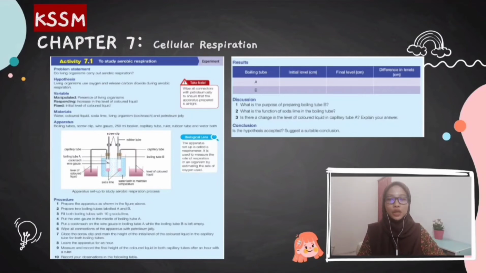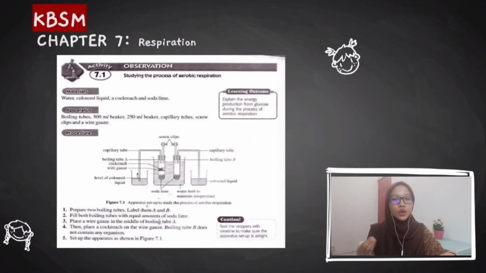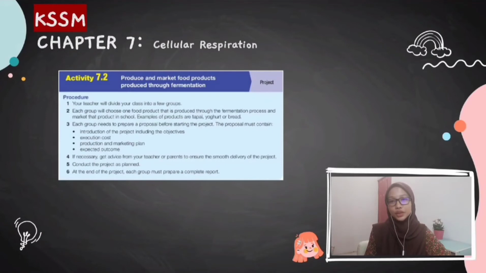Activity 7.1 suggested studying aerobic respiration. However, it is not a compulsory experiment for the teacher to conduct as it takes more time and is more complicated. This experiment was also suggested in KBSM. Next, Activity 7.2 suggested that the teacher conduct a group project for students to be innovative and creative in implementing their knowledge on producing and introducing fermented food products based on what they have learned before.